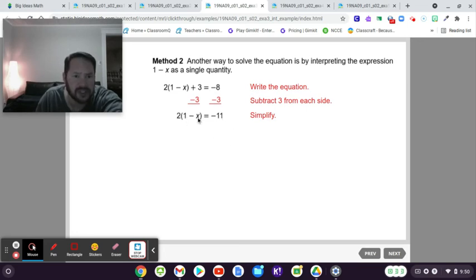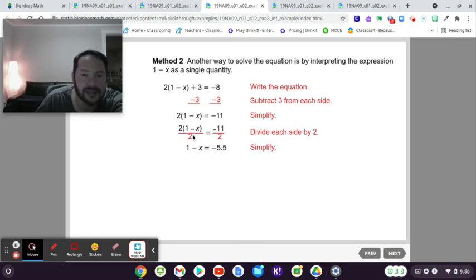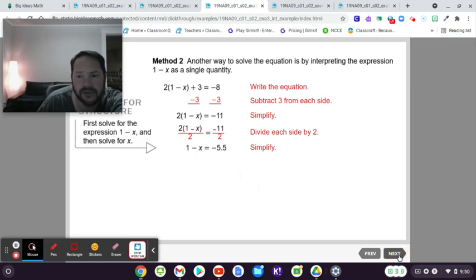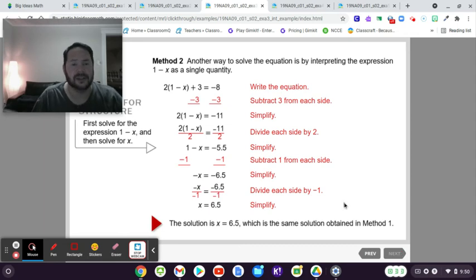Okay, now we're still going to treat the parentheses as its own thing. So we're going to get rid of this 2. The way you do that is to divide by 2 on each side. The 2 will cancel out here. So 2 divided by 2 is 1. So that 2 is gone on the left, and now we're just left with that 1 minus x on the left. Negative 11 divided by 2 is negative 5.5. Now we have a much simpler equation that when you solve it, you'll see that negative x equals negative 6.5, which means that positive x equals positive 6.5, or x equals 6.5. Same answer we got using the other method.